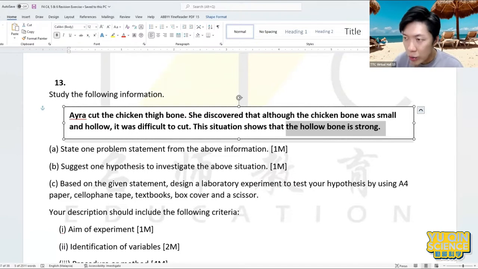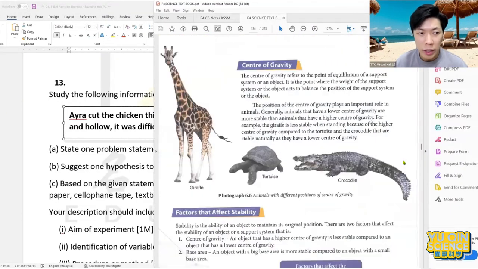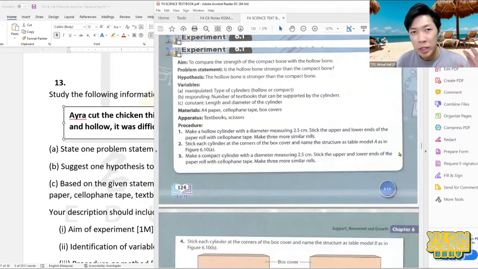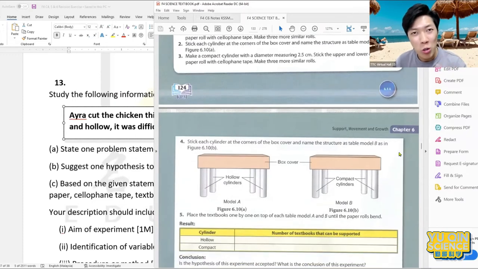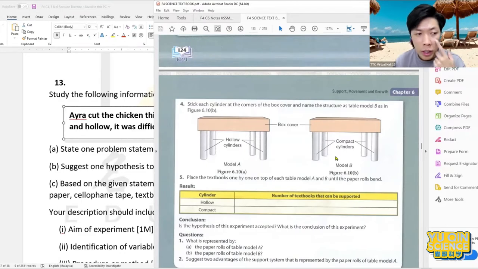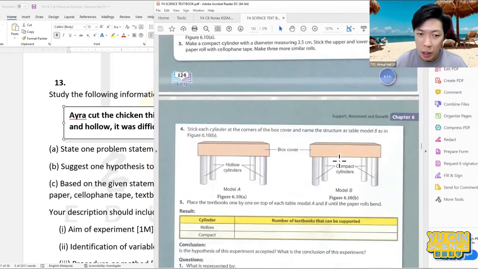Okay, a little bit of background for this one. Based on your textbook, the experiment is this: hollow bone versus compact bone. So first thing first, you must know your experiment. At least you know, oh, there's this experiment where we test the hollow cylinder and compact cylinder. This is from chapter 6. Yeah, the picture looks like that.